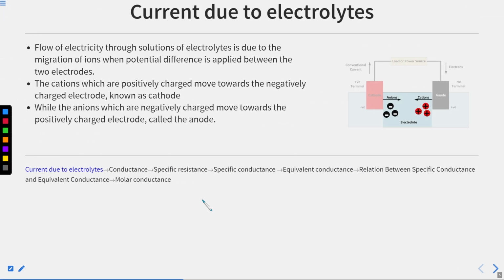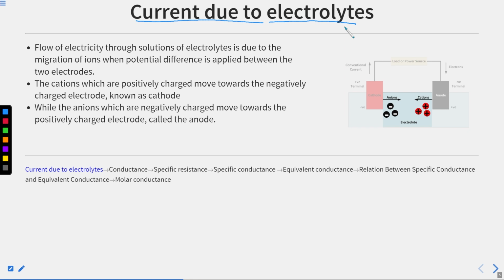The first one is current due to electrolytes. How do electrolytes help in conducting current? For that, you should be aware of weak and strong electrolytes. Do you know what weak and strong electrolytes are? For those who don't know, I'm just repeating it in one line.